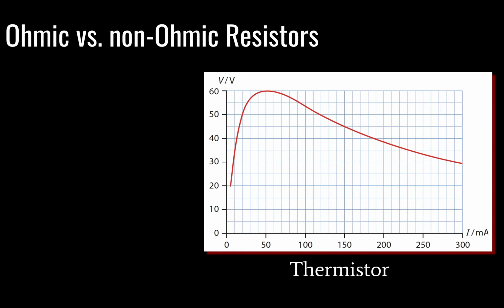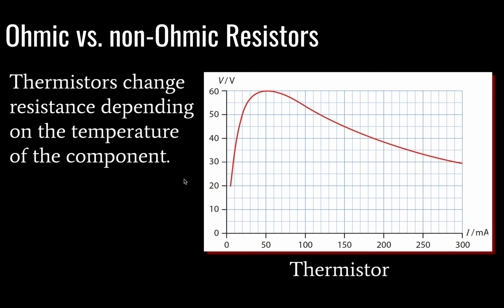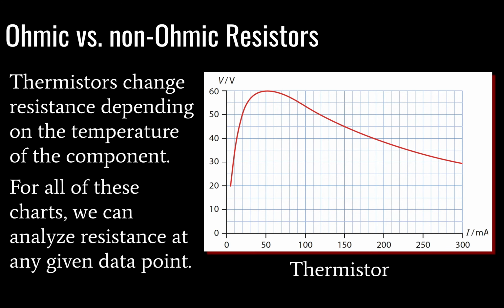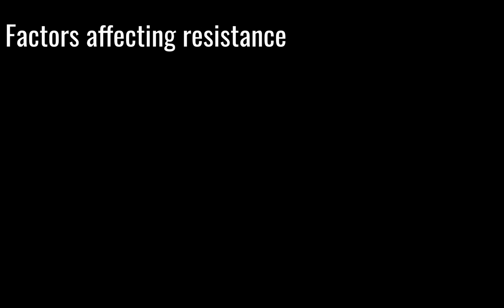Okay, here we have another non-ohmic resistor. This is called a thermistor. A thermistor will have decreasing resistance as its temperature increases. Okay, so there you go. For all of these charts, we can analyze resistance at any given data point just by dividing voltage by current.